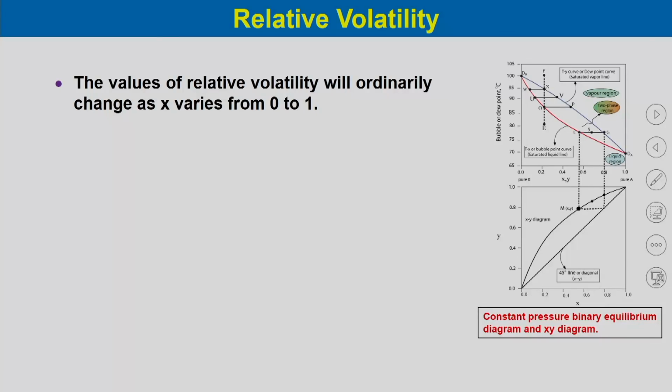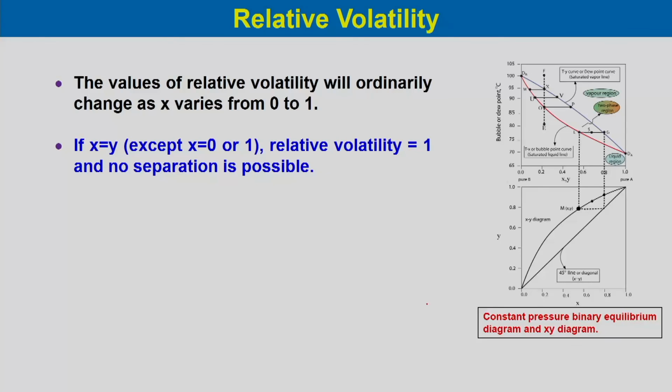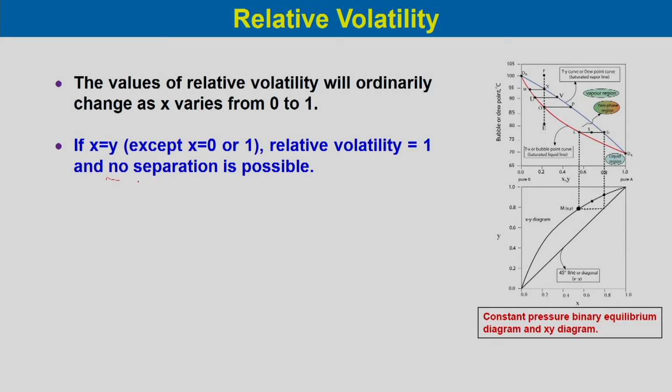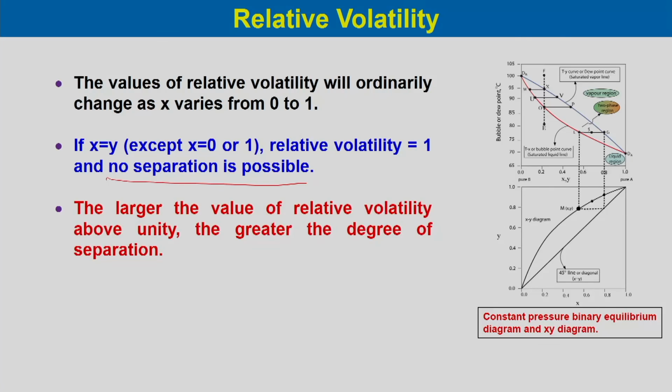The value of relative volatility will ordinarily change as x varies from 0 to 1. If x is equal to y, except at x equal to 0 or 1, the relative volatility would be equal to 1. When x is equal to y, if we put it in the relative volatility equation, alpha would be equal to 1. That means no separation is possible. The larger the value of relative volatility above unity, the greater the degree of separation.